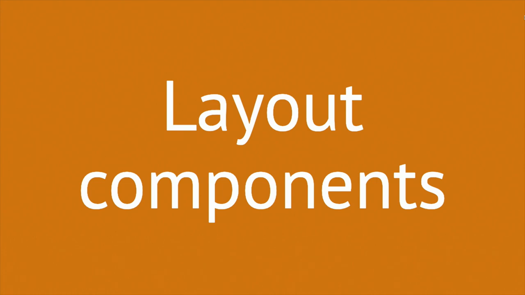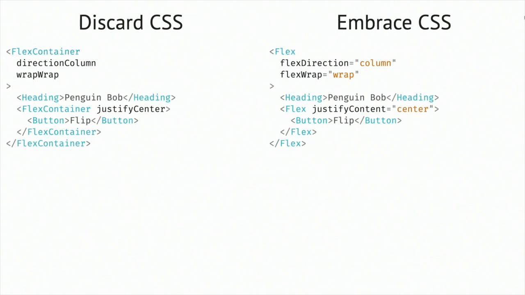So let's look at how we can implement such layout components. I think there are two common ways. First is discarding CSS, and second is embracing CSS. The first approach, discarding CSS, can look like this. We have specialized components for everything. They have props that we need to learn and remember. We need to know how to use a particular component in a particular layout. So it's a lot of learning new things and remembering stuff.